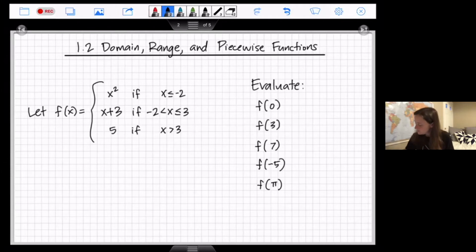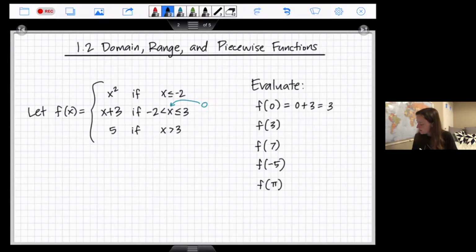So f of 0, we want to plug into the function. We want to figure out which of those three formulas is valid for x equals 0. So x equals 0 falls in between -2 and 3. So we're going to use x plus 3. So x plus 3, I'm going to do 0 plus 3, and I get 3. All right, let's just keep going.